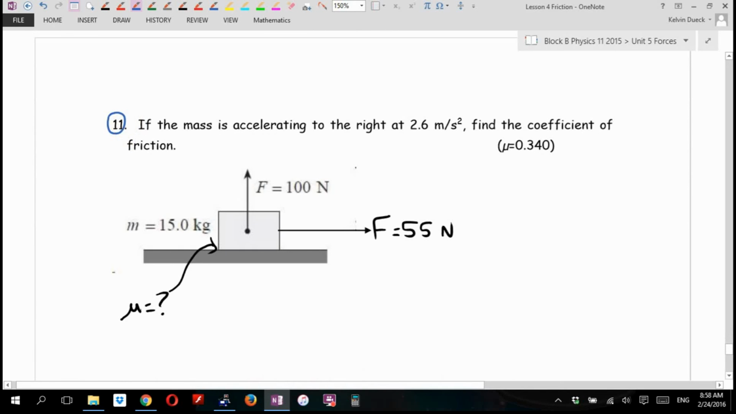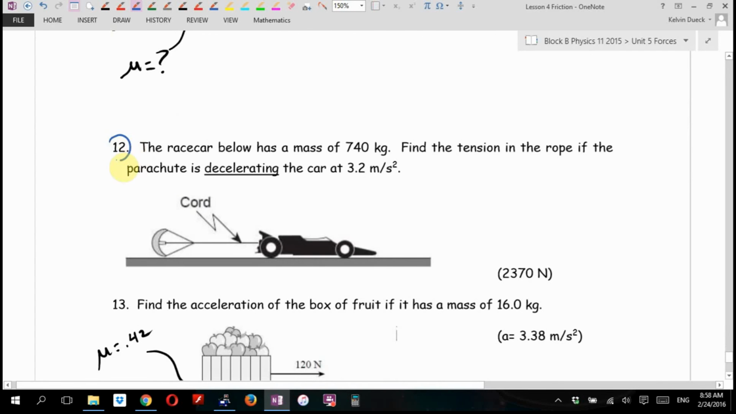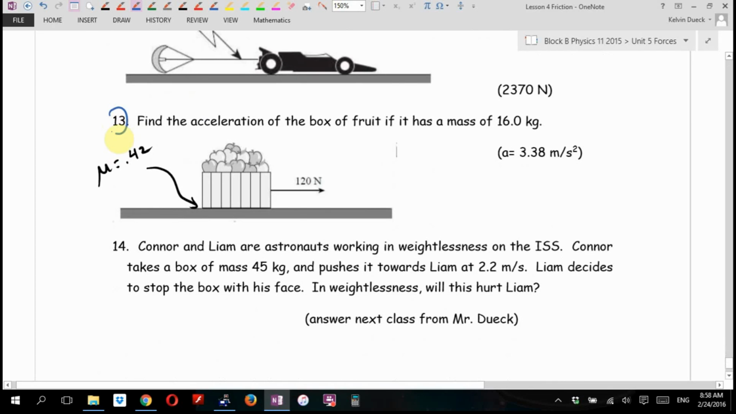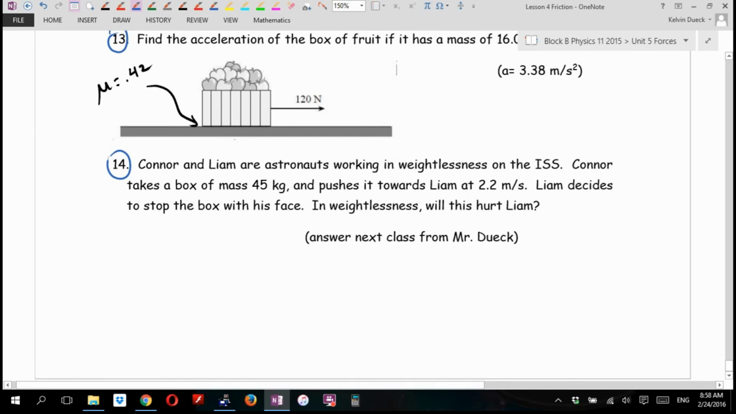Number 11 is saying find what's mu. I don't know what's mu with you. 12, little race car question. Yeah, I'm going to assign all of it, and we'll even let Connor and Liam be astronauts. Connor and Liam are astronauts working in weightlessness on the ISS. Connor takes a box of mass 45 kilograms, and he pushes it towards Liam at 2.2 meters per second. So you can imagine the box floating across the space station.